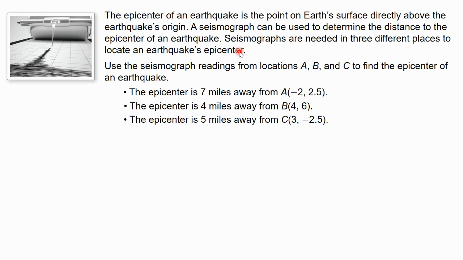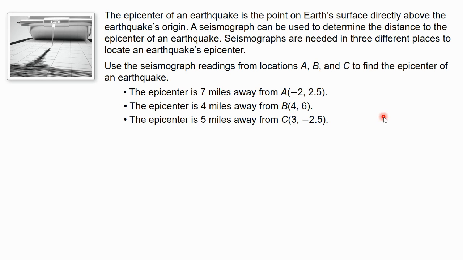Okay, and then this is our last problem. It's a real world problem about an earthquake. It says the epicenter of an earthquake is the point on the Earth's surface directly above the earthquake's origin. A seismograph can be used to determine the distance to the epicenter of the earthquake. Seismographs are needed in 3 different places to locate an earthquake's epicenter. So it says use the seismograph readings from locations A, B, and C to find the epicenter of an earthquake.